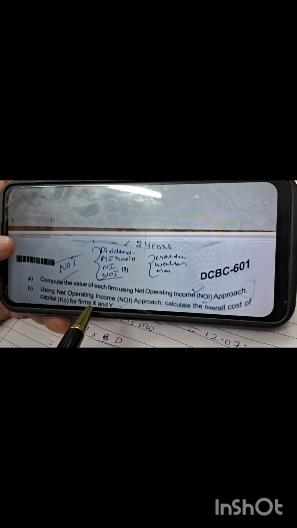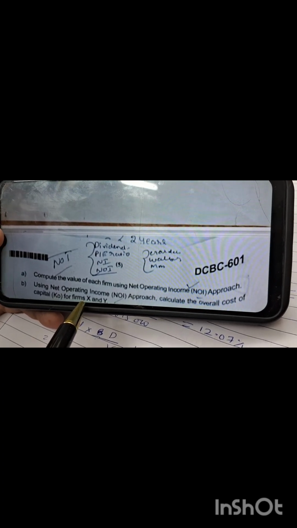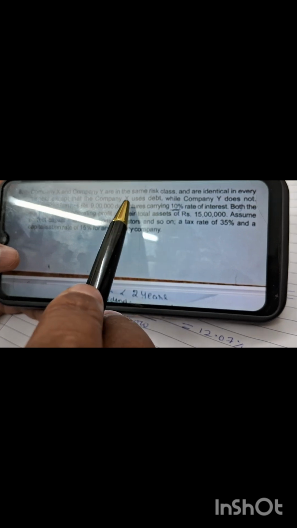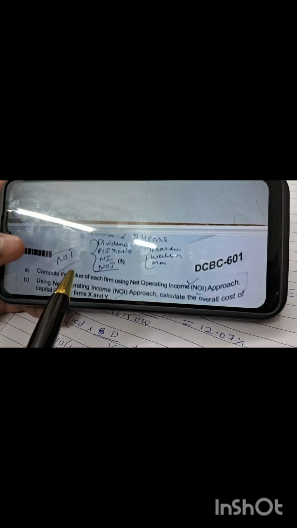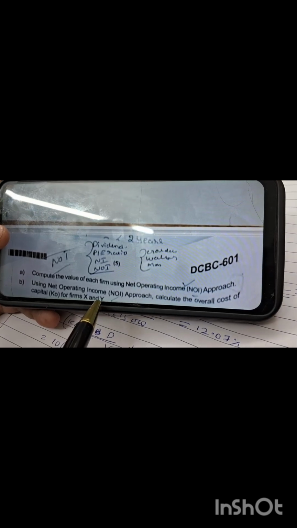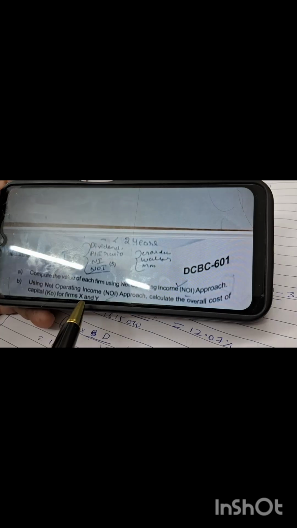Firm X is levered, firm Y is unlevered. We don't want to calculate Y because Y is only equity. There is no debenture. For X, we have to calculate the overall cost of capital.